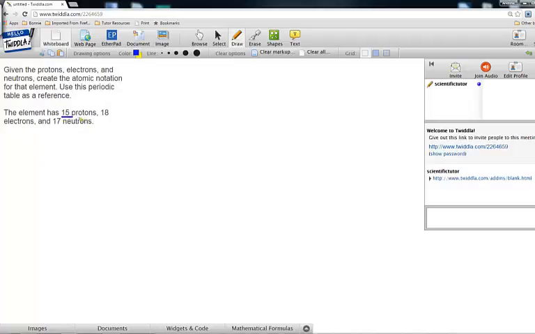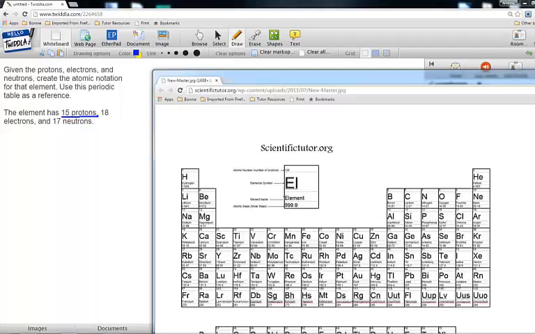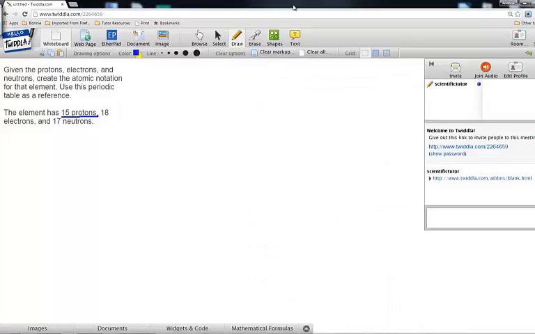First, we're going to focus on the protons. This will tell us what the elemental symbol is. If we look at the periodic table, we can see that the 15 protons corresponds to the 15th element. That's going to be P, phosphorus. So the first thing we're going to do is write the symbol P for the atomic notation. The next thing we're going to do is include the 15 protons in the atomic notation. The proton number goes at the bottom left.